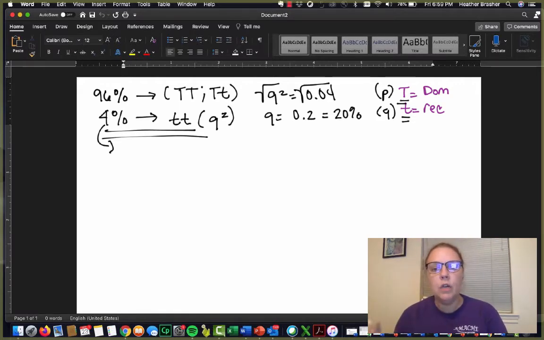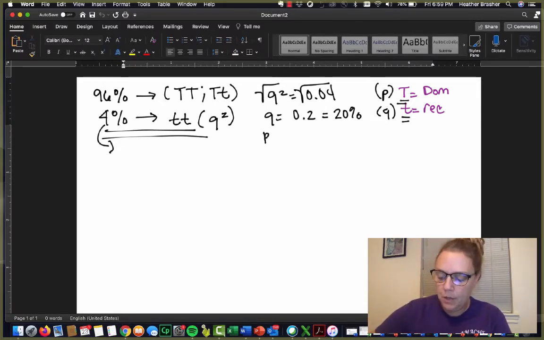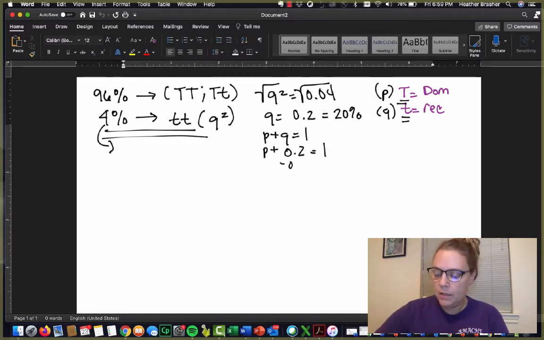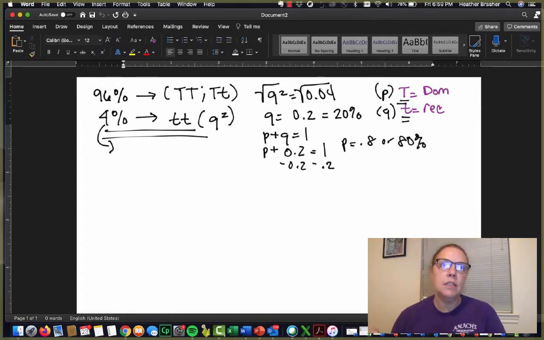Then we can use q to find p using the allele equation of Hardy-Weinberg, which is p plus q equals 1. You put in 0.2 for q: 0.2 plus p equals 1, and then you subtract 0.2 from both sides, which gives us p equals 0.8, or 80%. So this gives us both p and q in decimals and in percentages.